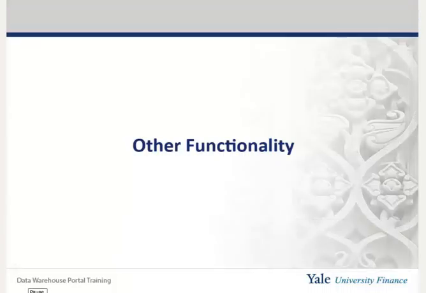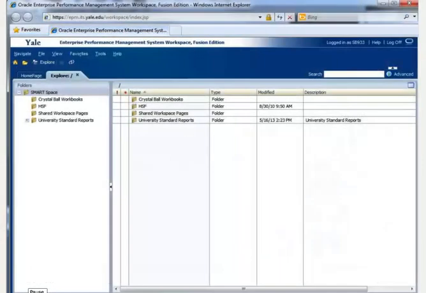Any of the items in the menu bar along the top and in the blue bar of the application window, and the icons that are below it, are either not frequently used or are not used at Yale at all. Here, we'll cover the ones that you might find helpful. Let's start with how to view jobs that are running in the background.